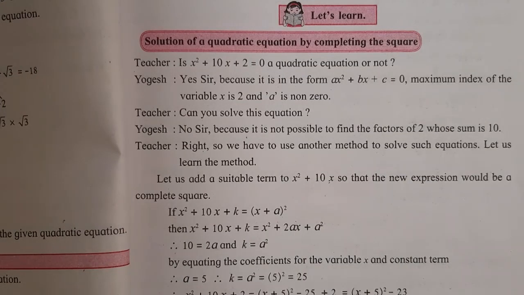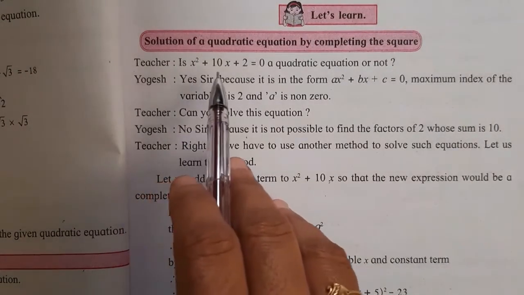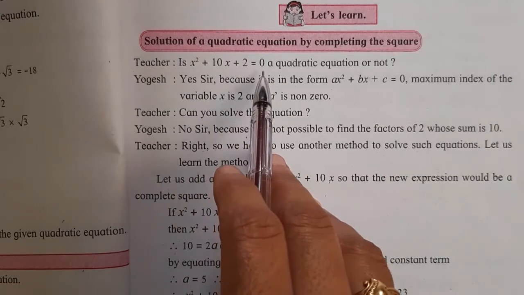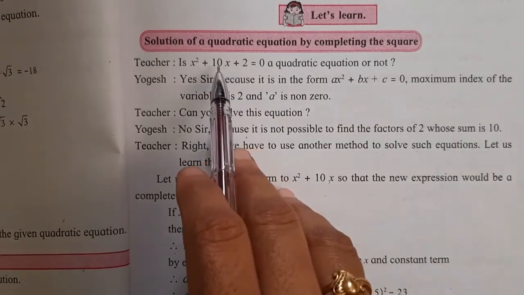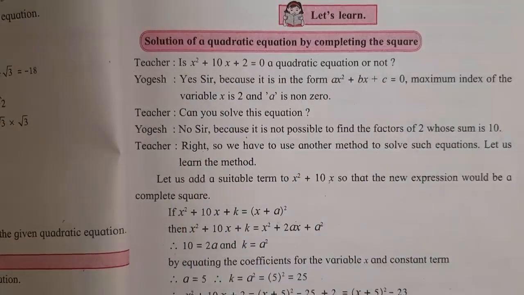Solution of a quadratic equation by completing the square. Some quadratic equations cannot be solved by the factorization method. For example, see here x square plus 10x plus 2 equals to 0. We cannot find the factors of 2 whose sum is 10. In such a case, the completing square method is used for solving the quadratic equation. Now let's discuss the completing square method through an example.